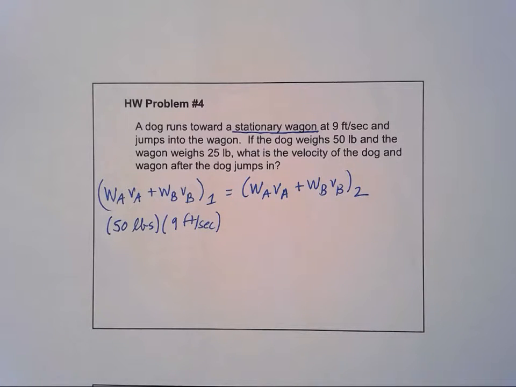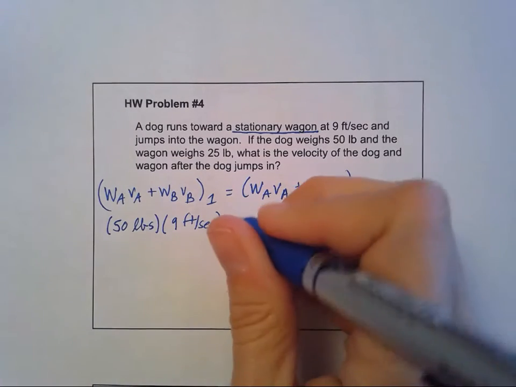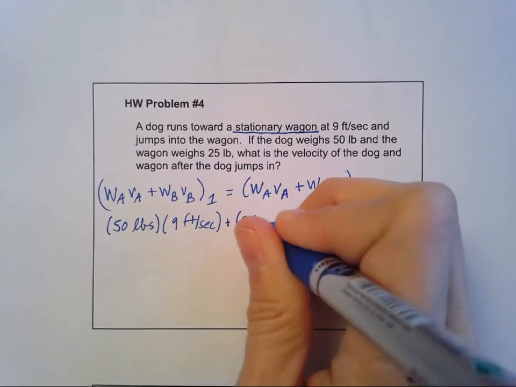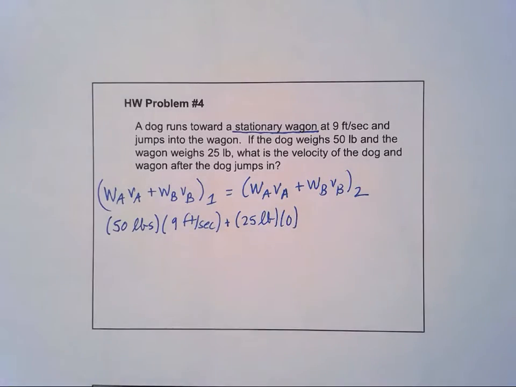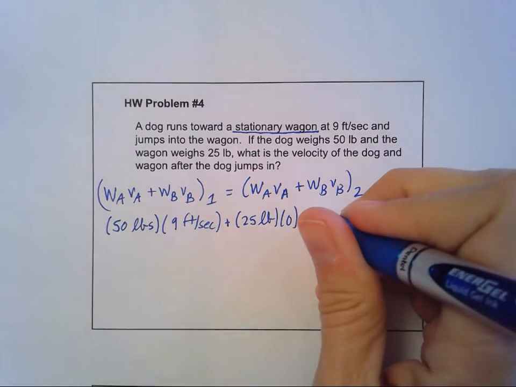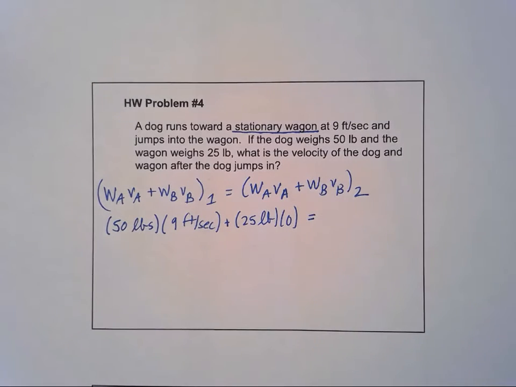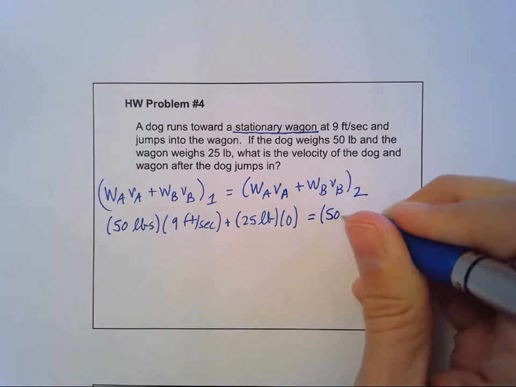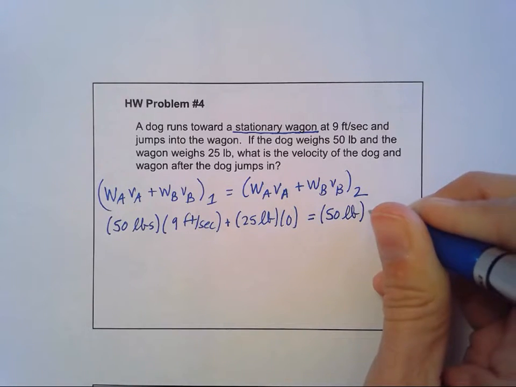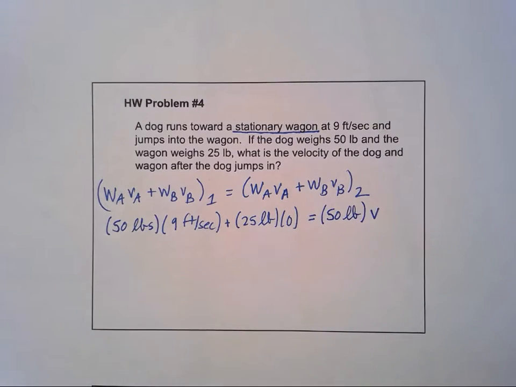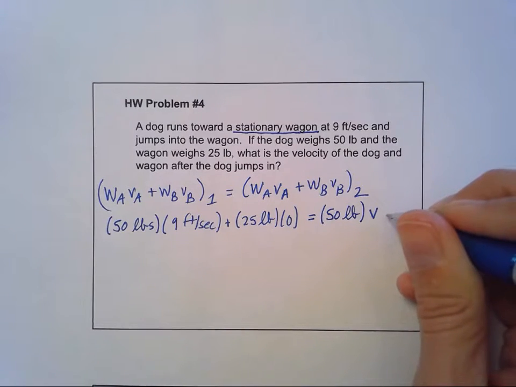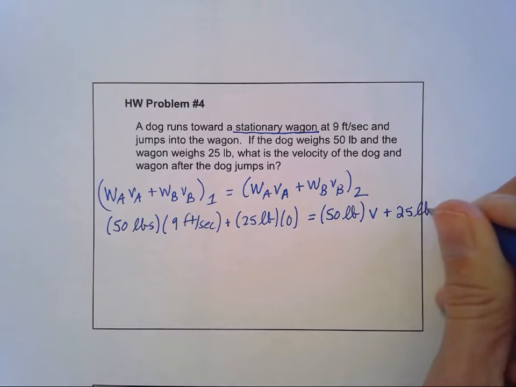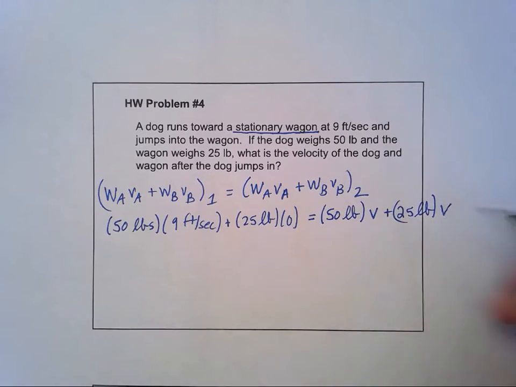I've got the 50 times the 9. And then I've got the weight of the wagon here, which was 25 pounds. But its initial velocity, remember, was 0 because it was just at rest. And then in order to do this one, I'm going to combine those terms. Actually, let me write it all out and then I'll show you how you combine it. So I've got the 50 pounds times some unknown V. Remember, I was just going to call that V because they're both the same for VA and VB, plus 25 pounds times some V.